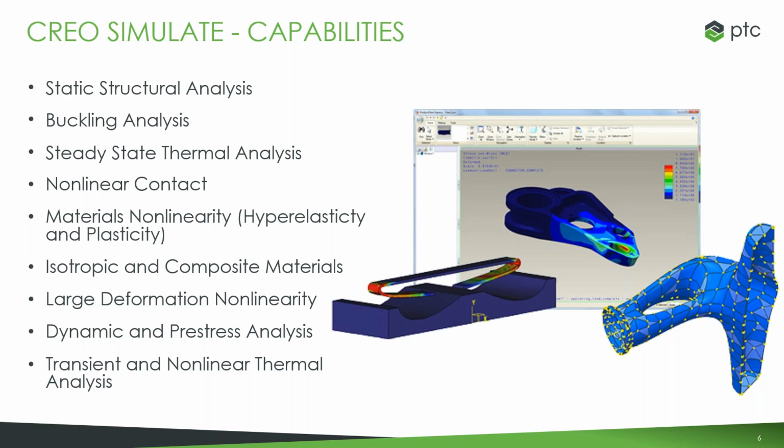So you just fill out your material card. Any material that you put into Creo and you assign to your model, that can be used in Simulate, as long as you have the right parameters filled out so that it can run the analysis. Large deformation nonlinearity, dynamic and pre-stress analysis, and transient and nonlinear thermal analysis. So whatever type of dynamic or pre-stress analysis you're running.